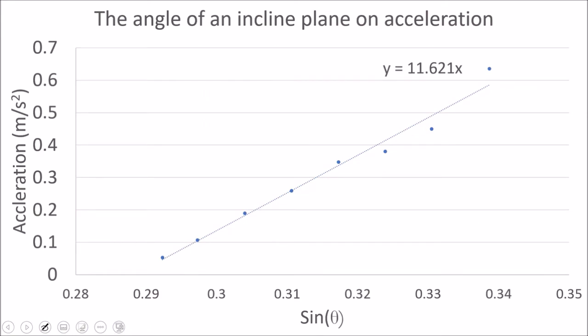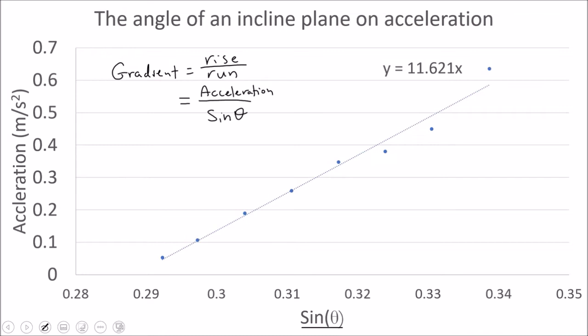And we just basically plotted acceleration over sine theta. So let me just go through what that actually means. Your gradient is rise over run. The rise in this case is acceleration. The run is sine theta.